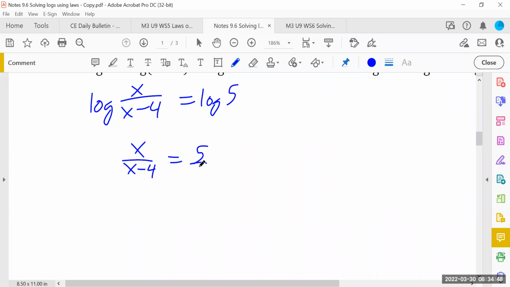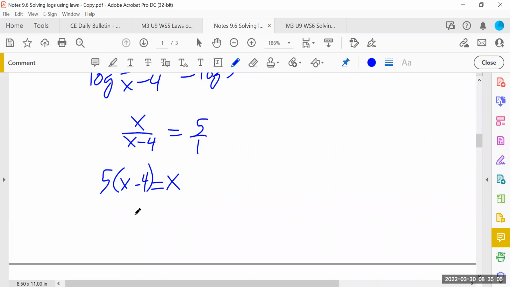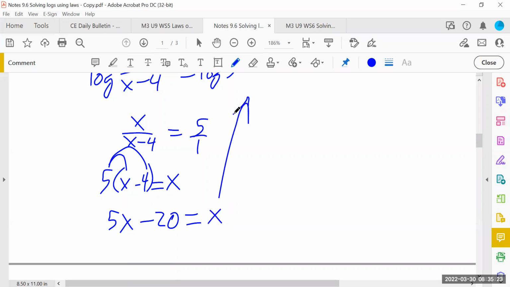So you've got a couple of options. You can make it 5 over 1. You could multiply both sides by the bottom. If you make it 5 over 1, you can cross multiply and get x is equal to 5 times x minus 4. And then do the distributive property. 5 times x is 5x. 5 times negative 4 is negative 20. So 5x minus 20 equals x. I could subtract x from both sides. I'm going to have to go up here, give myself a little bit more room. 4x minus 20. A lot of people get stuck when they do something like this.